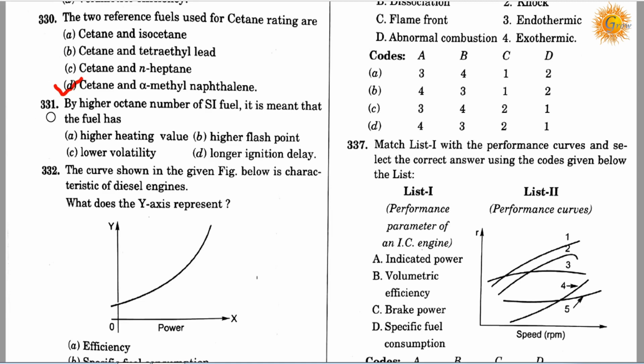Question number 331. By higher octane number of SI fuel, it is meant that the fuel has: option A, higher heating value; option B, higher flash point; option C, lower volatility; option D, longer ignition delay. So the correct answer is D, longer ignition delay.